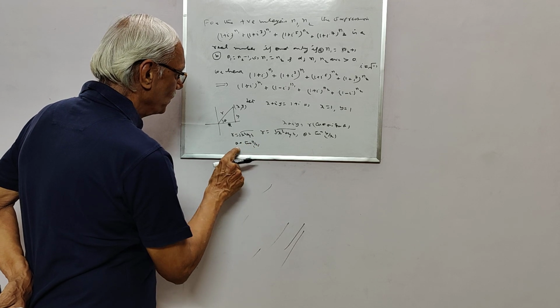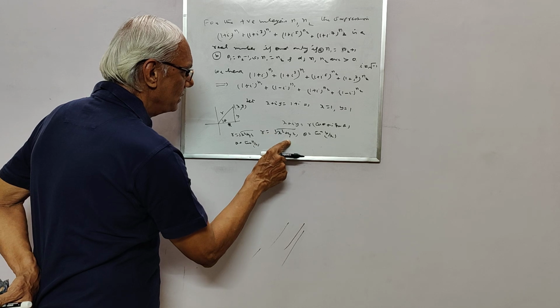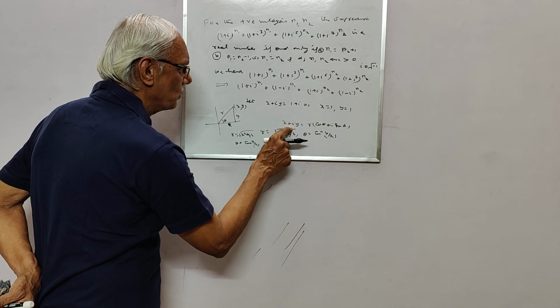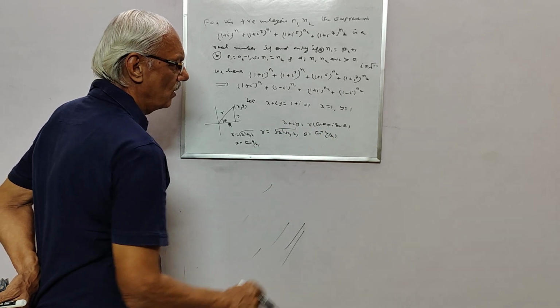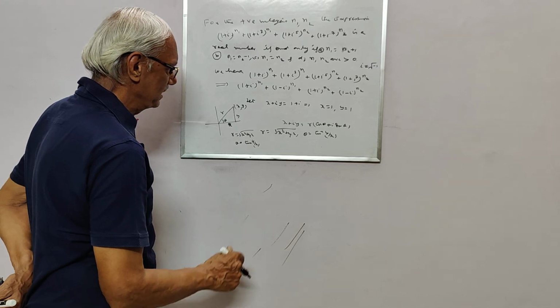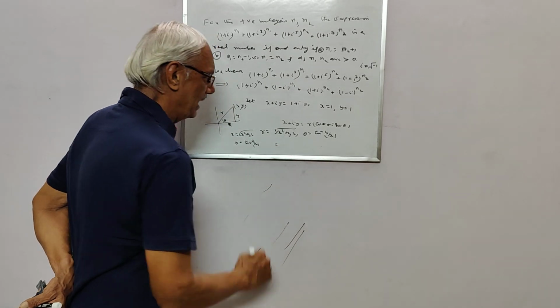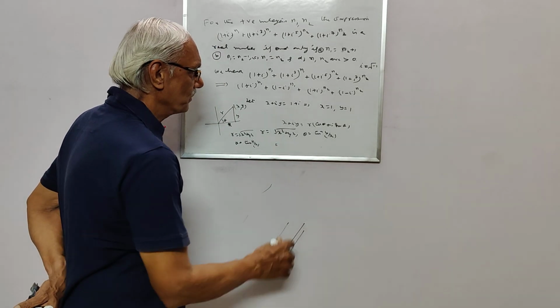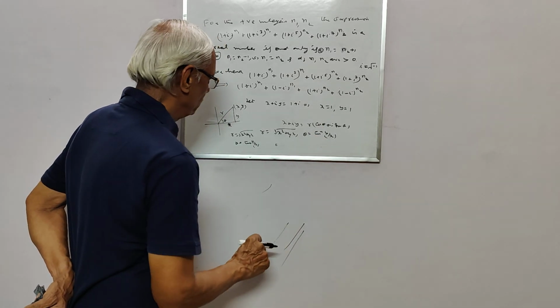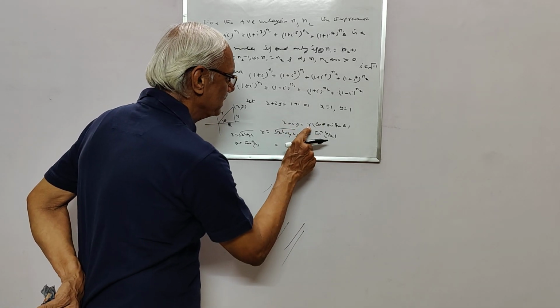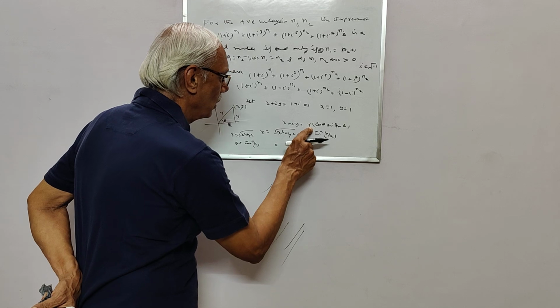So you see that you can express x plus iy in terms of r and theta. So how will you express this? So x is equal to r cos theta.